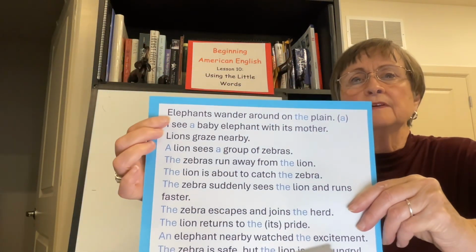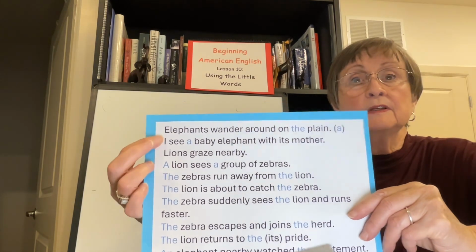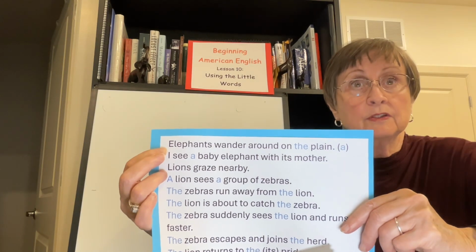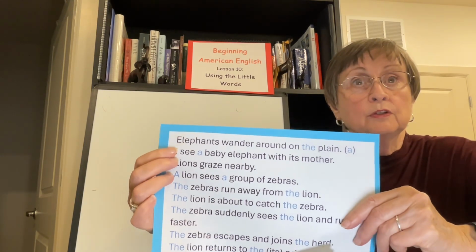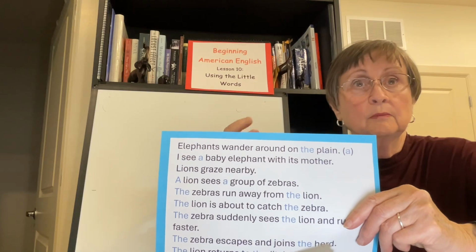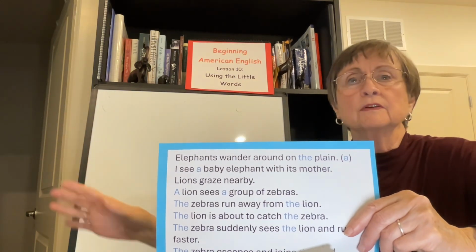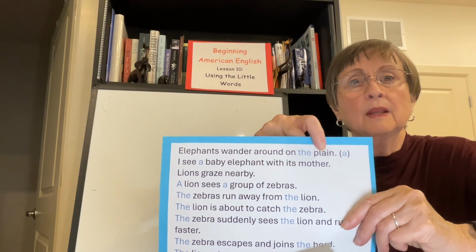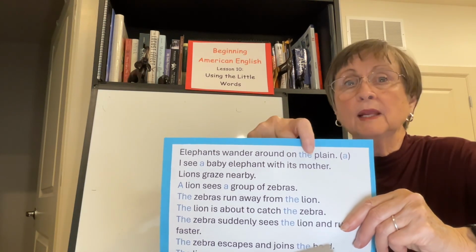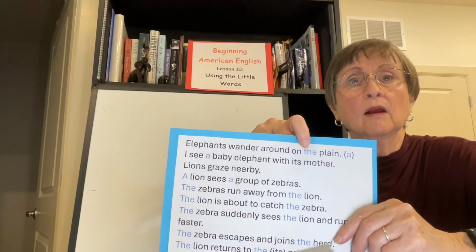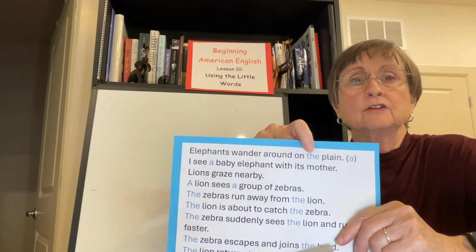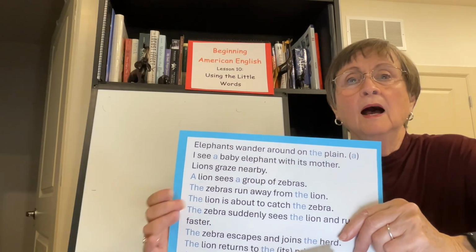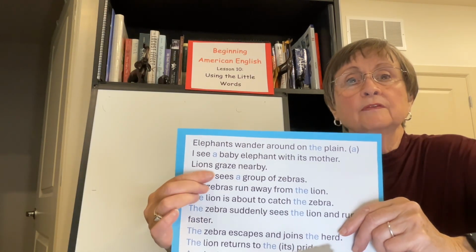So this is the corrected version. Now I put elephants. You might have said the elephants, and that's okay if you are watching the elephants and they're important to your attention. But if you just glance over there, elephants. Elephants wander around on the plain. We can't just say on plain, we have to say either the or a. And I chose the, but it could be a plain. I see a baby elephant with its mother.